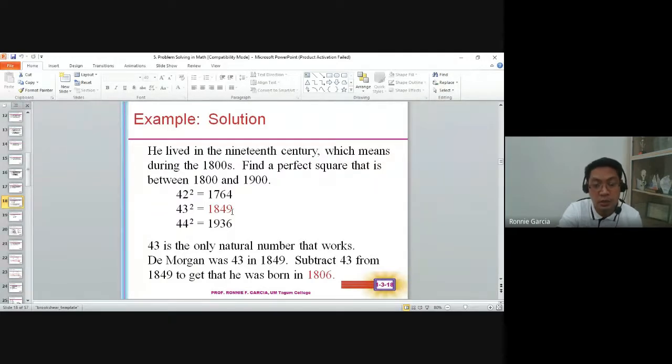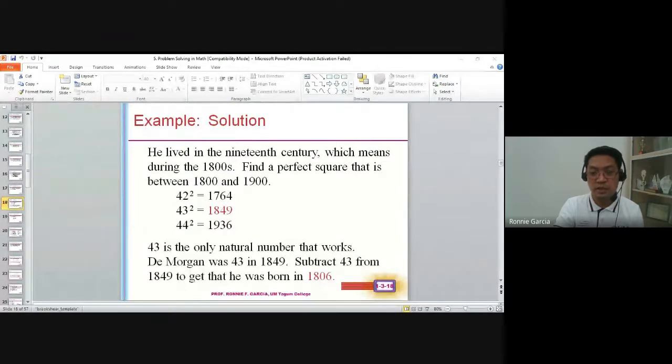And according to the clue, his age was 43 in the year 1849. So if he was 43 years old in the year 1849, when was he born? You subtract: 1849 minus 43, he was born in the year 1806. So nobody got the correct answer, but at least you tried, Liboon and Texon.